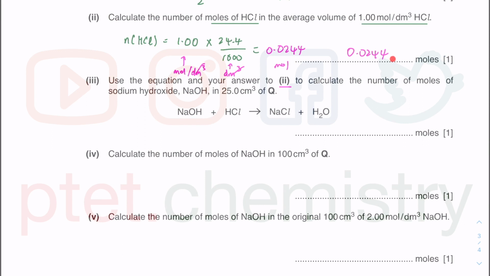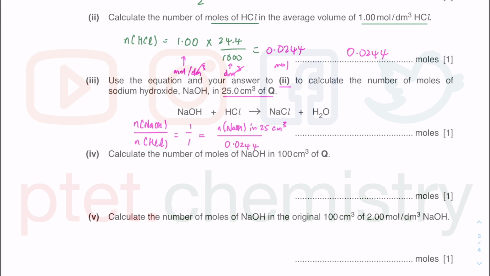This is the mole of HCl, and this is the mole of NaOH. I have 25.0 cm cube of Q, which was the solution I made up. After the reaction, I just took 25.0 cm cube out for my titration. So the mole of NaOH to the mole of HCl is 1:1, always from the balanced equation. I want the mole of NaOH in 25 cm cube, and I have the mole of HCl that reacted with that 25 cm cube that I pipetted out.